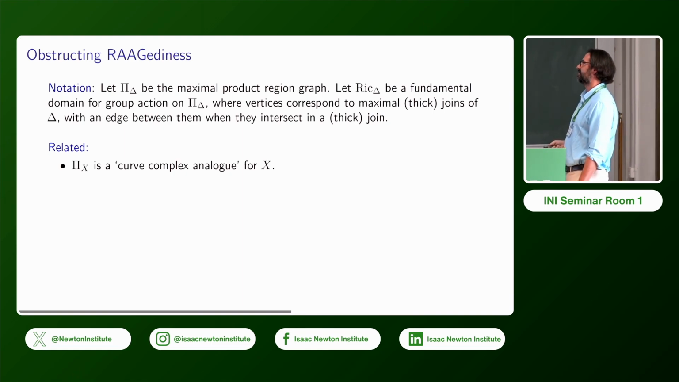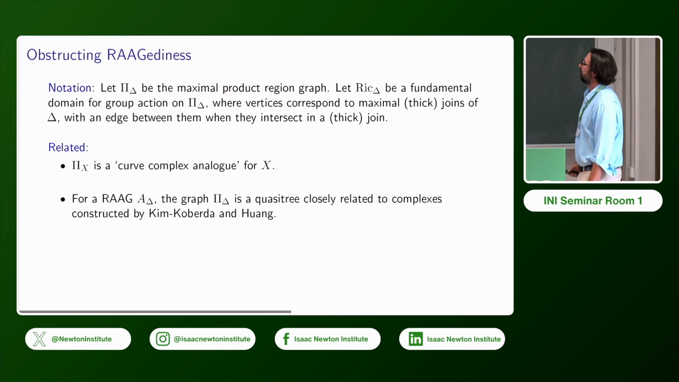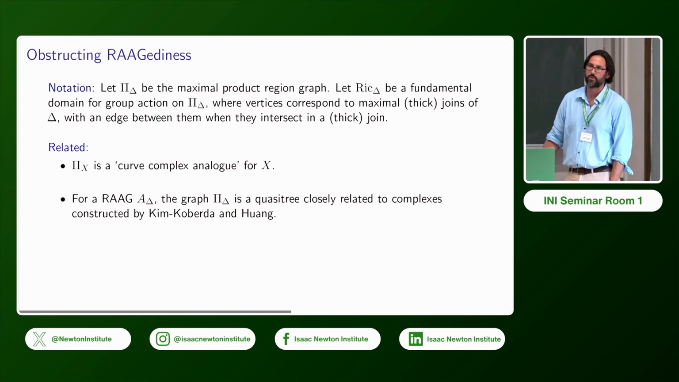So what you're supposed to think of for this object is some kind of curve complex analog for weakly special square complexes. For RAGs, there was already work doing this. Kim and Coberta had something called the extension graph, and then Wang had a similar kind of construction. So these are very closely related to this object, and I think the motivation for Sang-Rock was to generalize that construction to more general special square complexes. But if you're really interested in RAGs, there are already objects that are very close to this one.